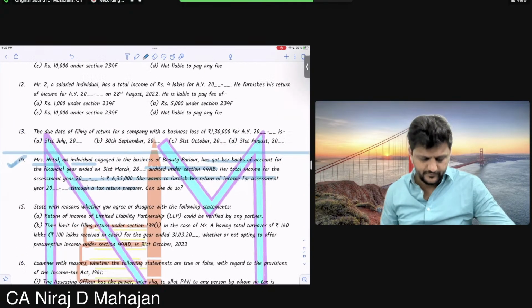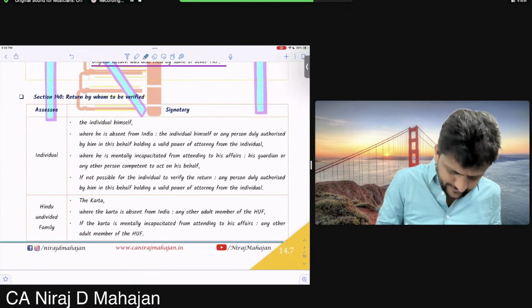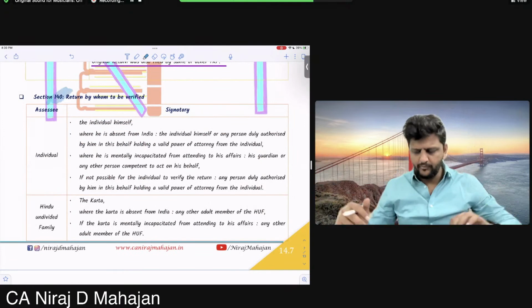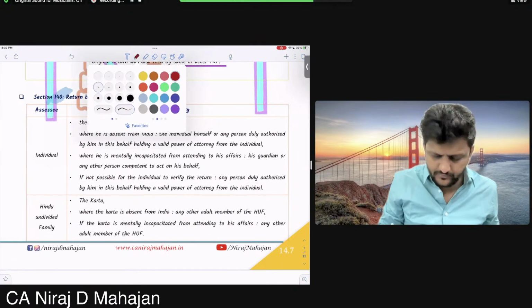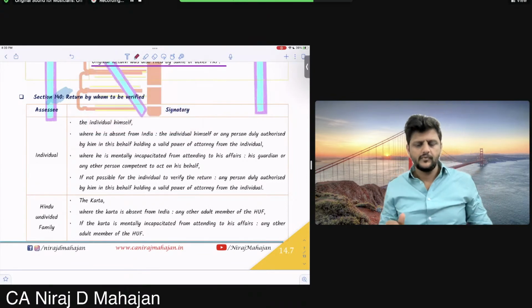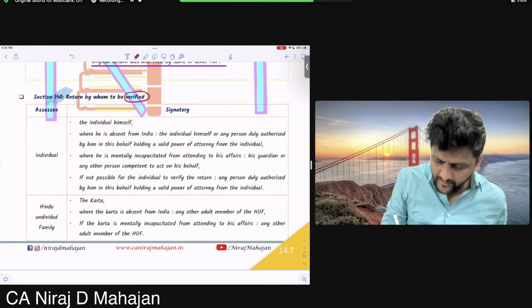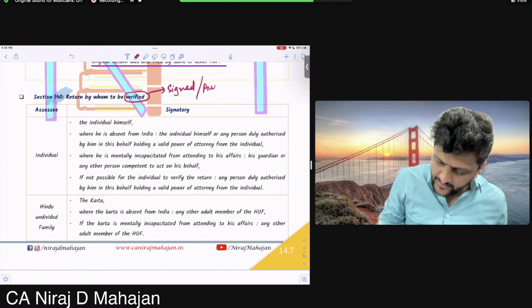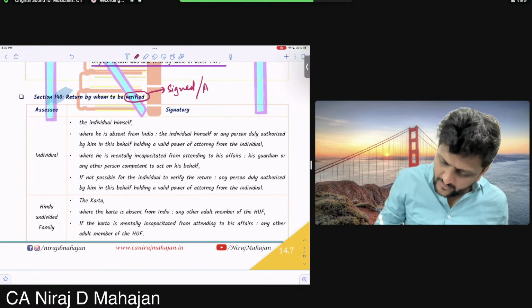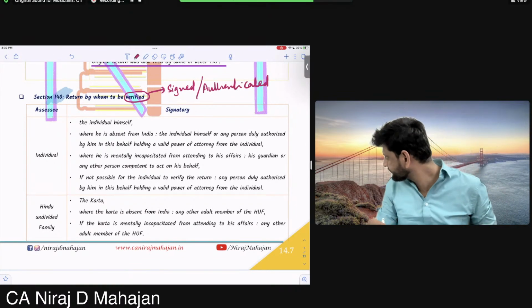Last part which you will be doing, majorly 140. Or maybe I'll do it with you quickly. Return by whom to be verified? Verified means which is signed, or in your other language, authenticated. Okay?